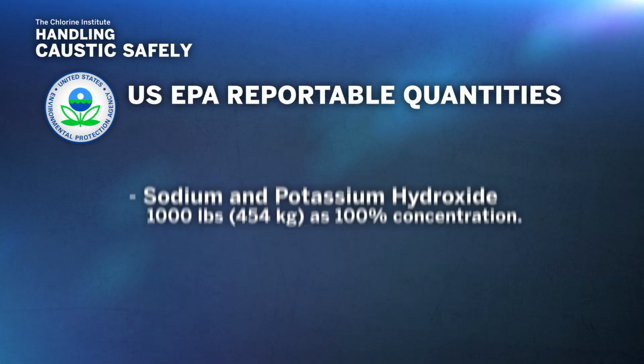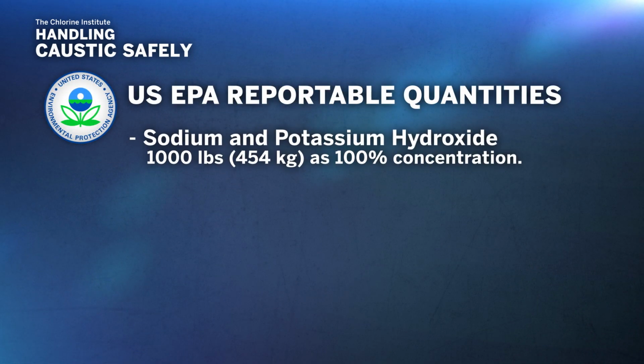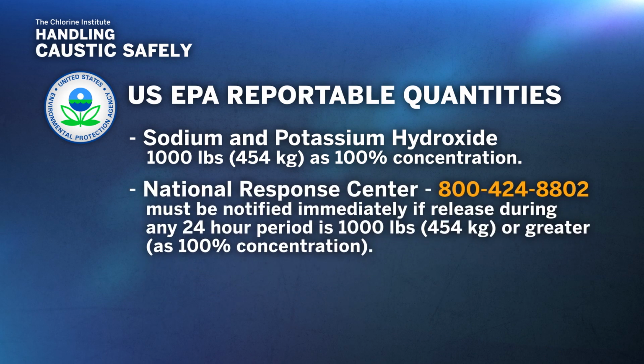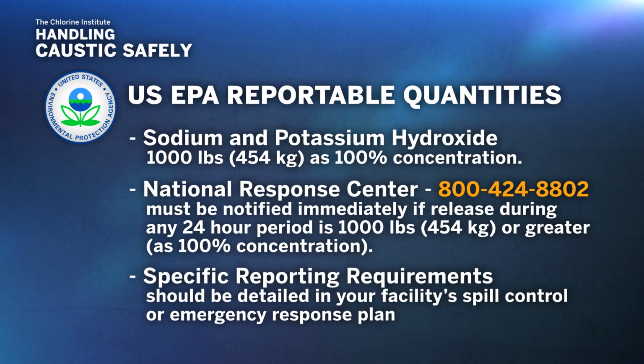The EPA reportable quantity for sodium and potassium hydroxide is currently 1,000 pounds as 100% concentration. If the quantity of sodium hydroxide or potassium hydroxide in a release during any 24-hour period is 1,000 pounds or greater as 100%, the National Response Center must be notified immediately. Specific reporting requirements should be detailed in your facility's spill control or emergency response plan.